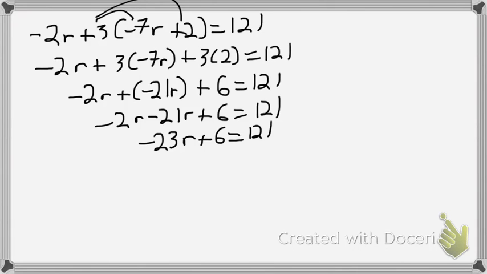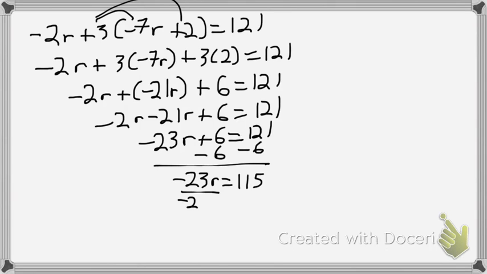So we need to then use the inverse property of addition. The inverse property of addition says if you add any number to its opposite, you get 0. So here we have a plus 6, so we're going to subtract 6. We then have to use the subtraction property of equality. Golden rule of algebra, do it to one side, do it to the other. So we're going to subtract 6 from both sides. And so we have negative 23r equals 115. Divide both sides by negative 23, and you're going to get r equals negative 5.